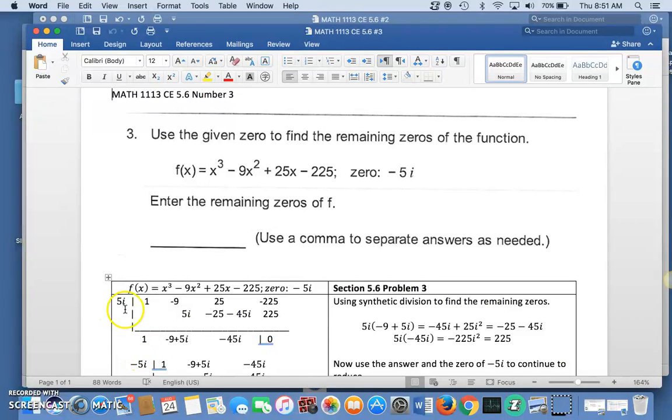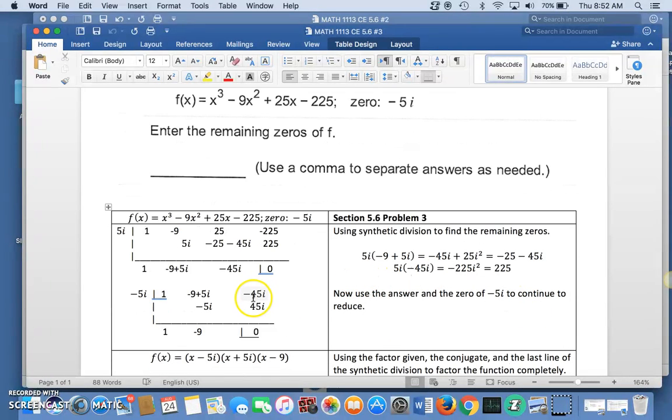You bring the 1 down, you multiply. When you add here, you have a real and an imaginary part. Then you want to multiply. You're going to multiply this together, and it comes up to be negative 25 minus 45i. The 25's cancel, and you're left with the negative 45i. Now the 5i times the negative 45i, go through the process, you end up with a positive 225, and you get 0. Remember, you knew this was a factor, so your remainder should have been 0.